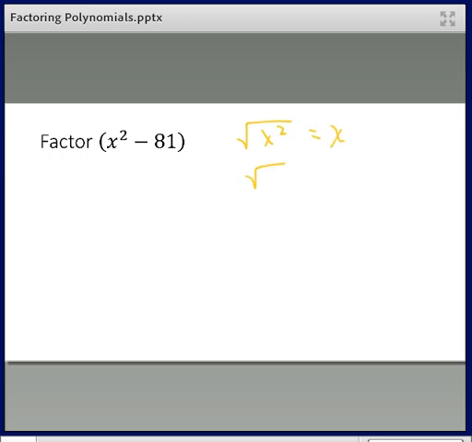Okay. Another quick example. Square root of x squared is x. Square root of 81 is 9. So build your factors. X minus 9, x plus 9.